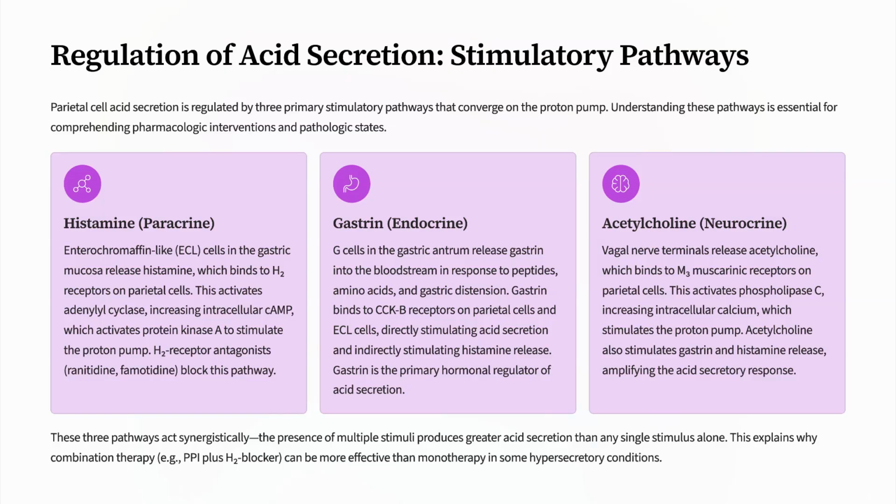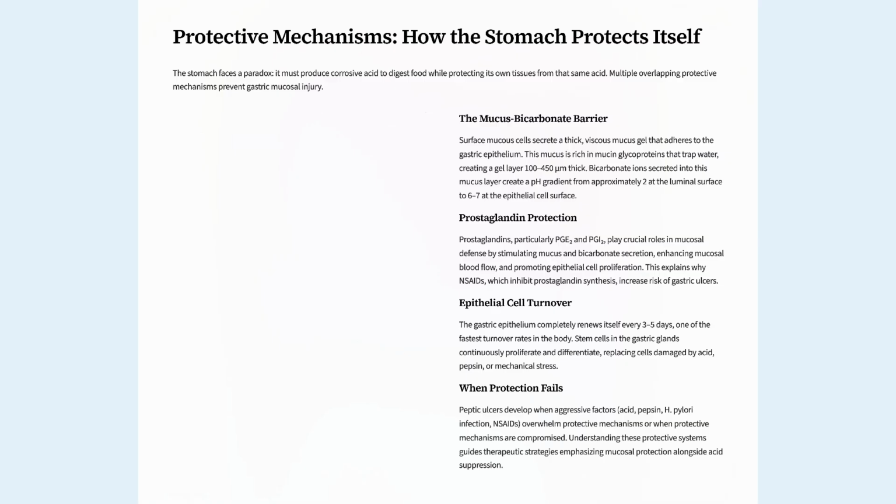Despite producing such corrosive acid, the stomach protects itself through multiple mechanisms. The mucus bicarbonate barrier creates a protective layer on the stomach lining, with mucus trapping bicarbonate ions that neutralize acid. Prostaglandins enhance this protection by stimulating mucus and bicarbonate secretion while maintaining blood flow. Rapid epithelial cell turnover replaces damaged cells every few days. When these protective mechanisms fail, ulcers and gastritis can develop.